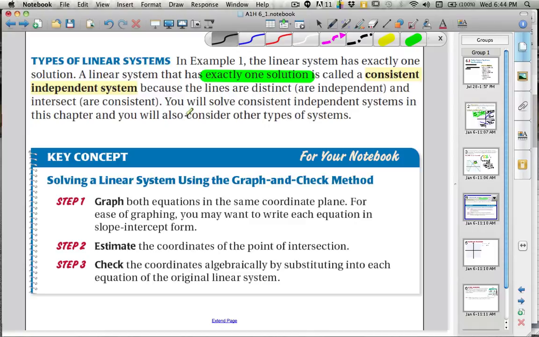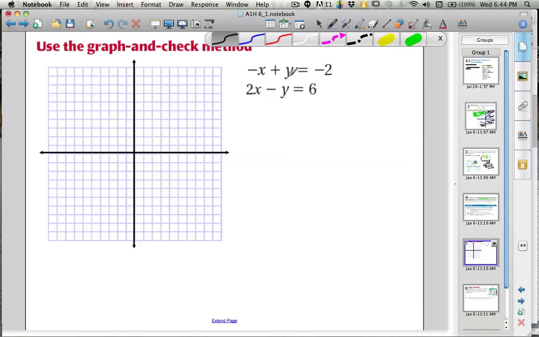which is consistency. So what we're going to work on is solving those, but then also working with the other type of scenarios as well. So if I want to solve by graphing, the first thing I would do is graph both equations. Then I would estimate the coordinates of the point of intersection and then check the coordinates algebraically like I just did to test to see if they are indeed a solution. So let's take a look at how that works.